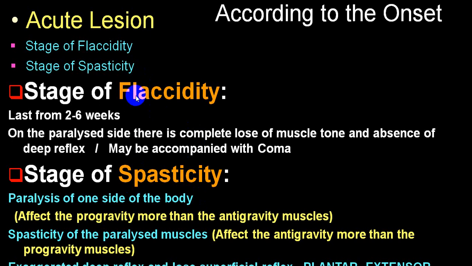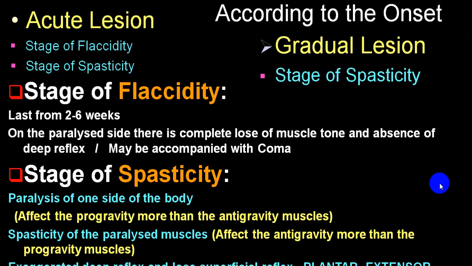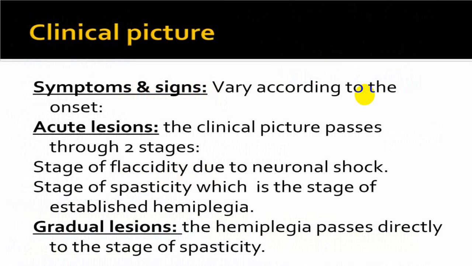While initially, during acute damage, the person will have a loss of tone and absence of deep tendon reflex, and plantar reflex will be extensor. In case of a gradual lesion, by and large the person will present with spastic lesions. So we call it spastic paraplegia. So acute lesion will be flaccid, recovery stage spastic.